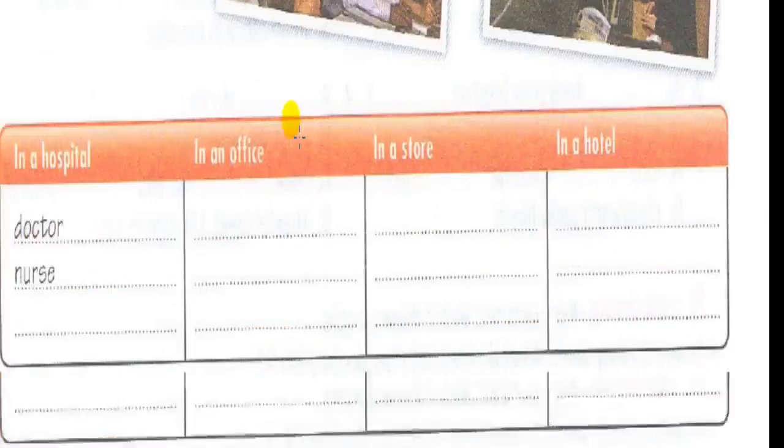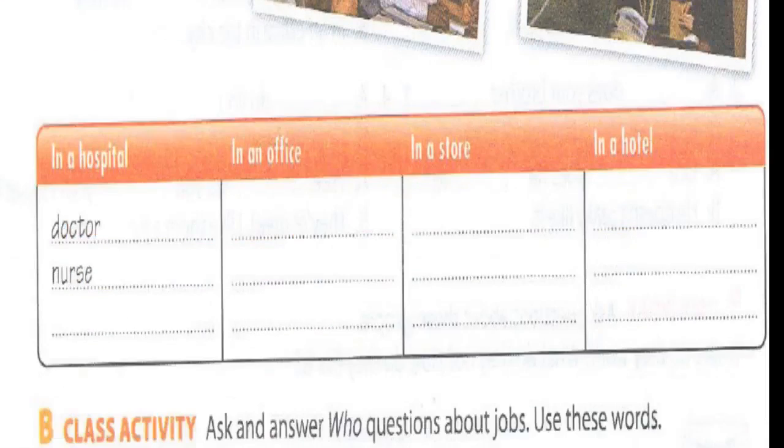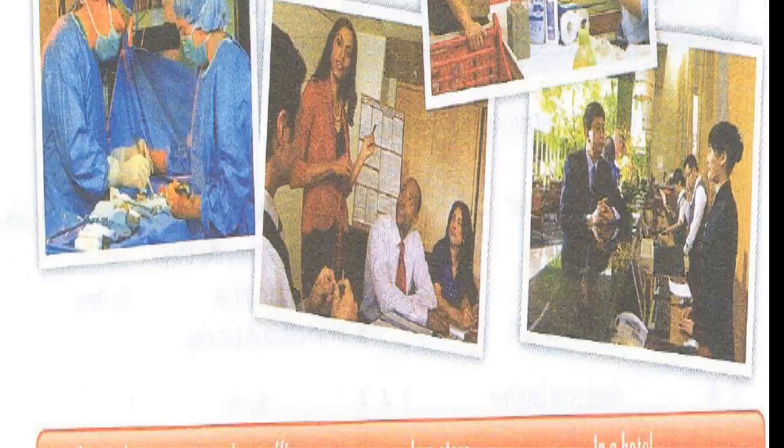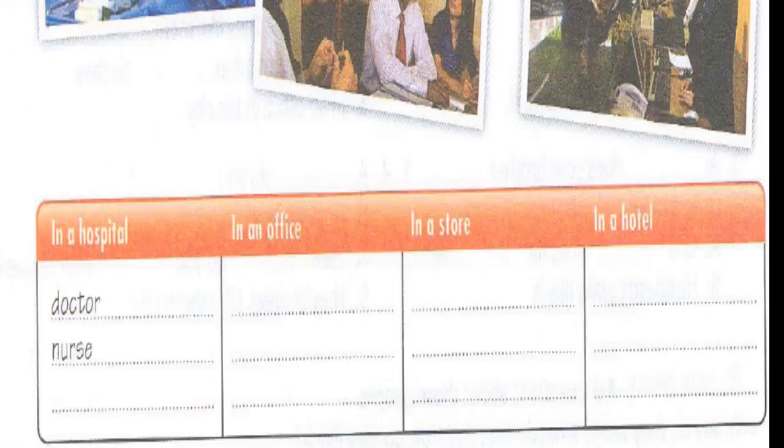Exercise number 2. The workplace. Pair work between two persons. Who works in these places? Complete the chart with jobs from exercise number 1. Add one more job to each list. In this exercise, you will make a conversation like a doctor works in a hospital. A nurse works in a hospital too.